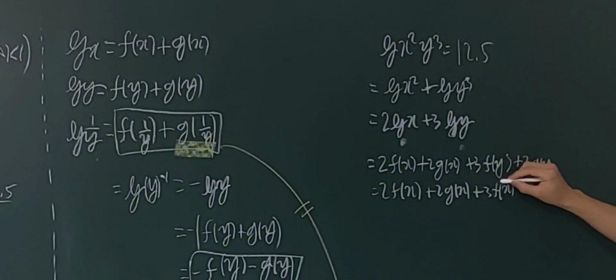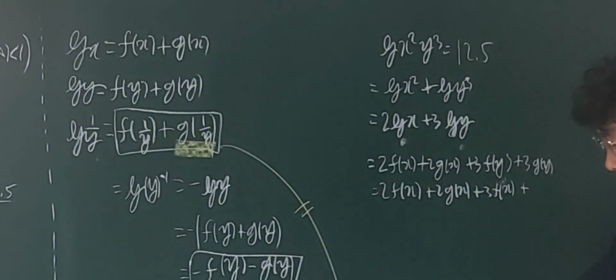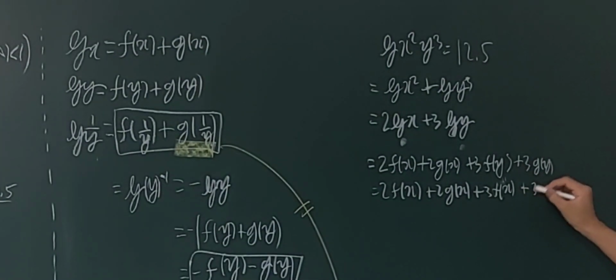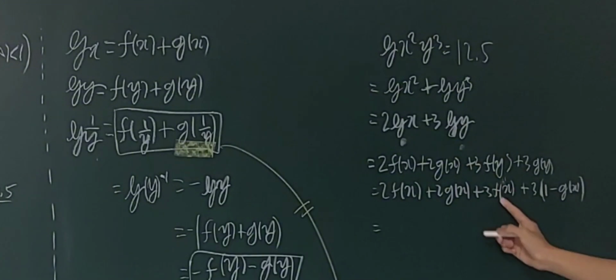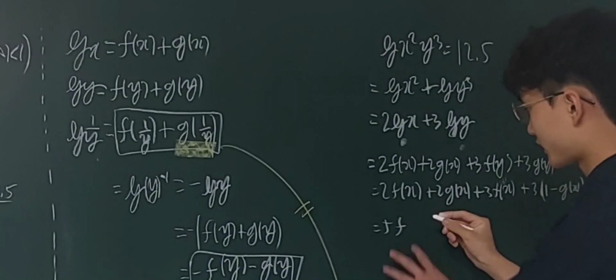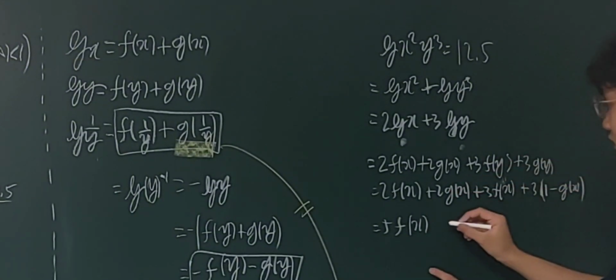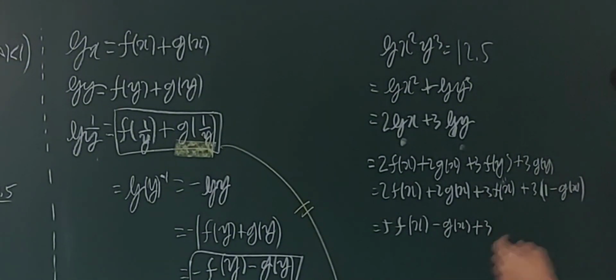They're the same, so I just change this two. And also I know that g of y is equal to 1 minus g of x. So I can write it as 1 minus g of x. Now I actually want to combine those two, so I can make it like it is minus g of x, sorry, plus 3.